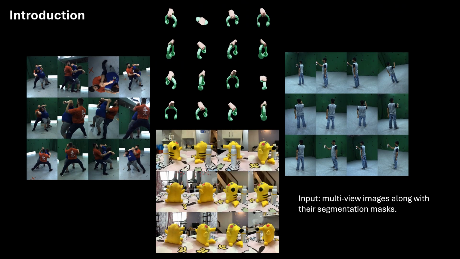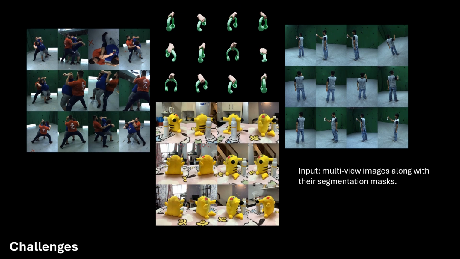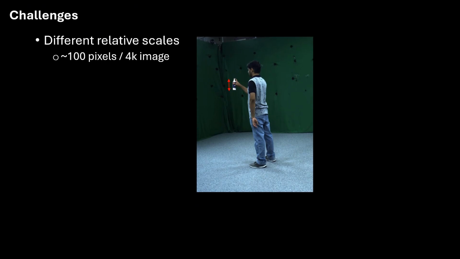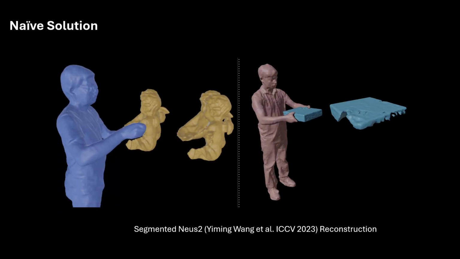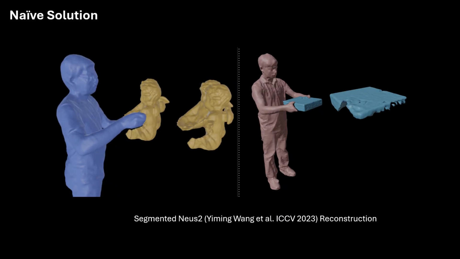In all interaction scenarios, we use only multi-view RGB images along with segmentation masks as input. But this is a challenging task because of different scales of the objects and the heavy occlusion involved. A naive solution would be to reconstruct individual objects in isolation using their respective segmentation masks, but this leads to severe artifacts because of occlusion.